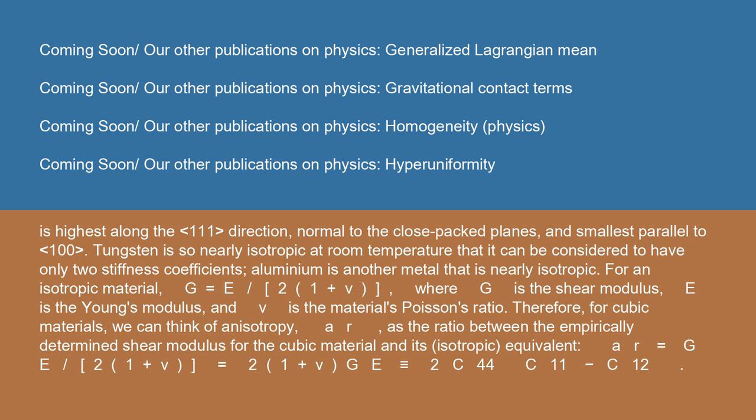For an isotropic material, G equals E / 2(1 + nu), where G is the shear modulus, E is the Young's modulus, and nu is the material's Poisson's ratio. Therefore, for cubic materials, we can think of anisotropy, AR, as the ratio between the empirically determined shear modulus for the cubic material and its isotropic equivalent. AR equals G / (E / 2(1 + nu)), which equals 2(1 + nu) G / E, which is identical to 2C44 / (C11 - C12).